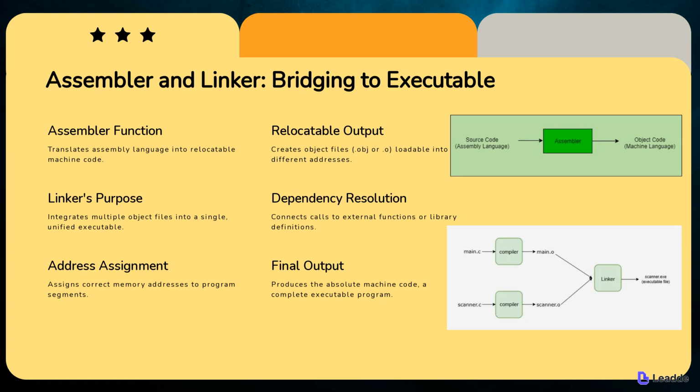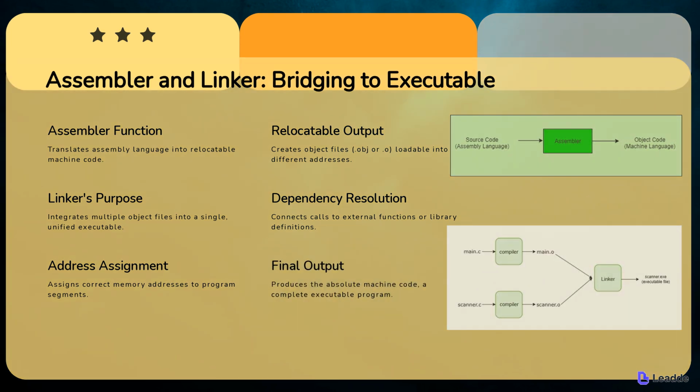Subsequently, the linker's purpose is to integrate these multiple object files into a single, unified executable. It performs dependency resolution by connecting calls to external functions and resolves library definitions. The linker also assigns the correct memory addresses to various program segments, producing the absolute machine code as its final output, which is a complete executable program.